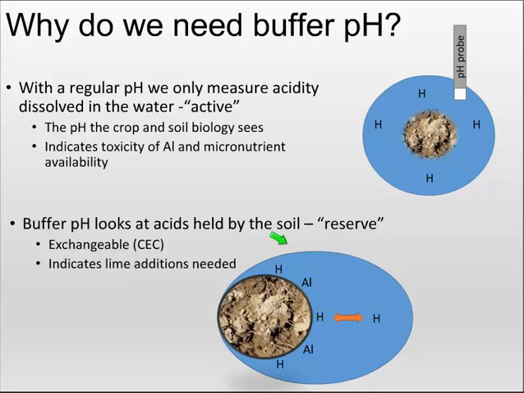Now, buffer pH can get complex. If you're talking about it in a soils course, you can talk about residual acidity and pH-dependent acidity. But usually when I'm giving this presentation to farmers, when we're talking about agriculture, because we sit in pHs that range from about 5 to 7, exchangeable is probably going to dominate what controls our reserve acidity, which would be your CEC.